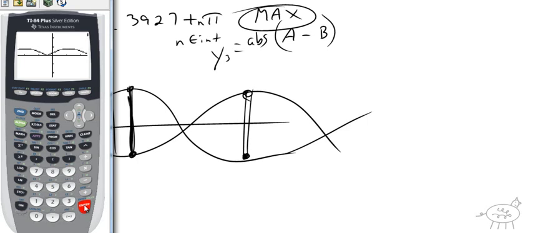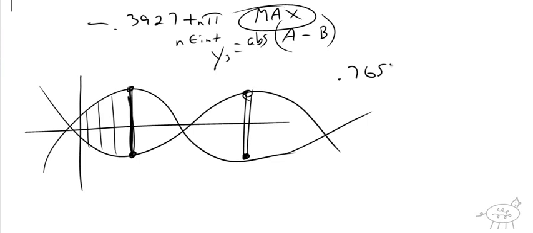okay, so I'm looking for those maximum values, right? And let's do that. So second calculate maximum 4, and left bound, go there, and right bound. Okay, that's good enough. Hit enter, and enter for guess. So the answer, remember, we're looking for the y value, not the x value. We're looking for the y, and it's 0.7654. Okay, so that's our answer to that one. 0.7654. That's for A.